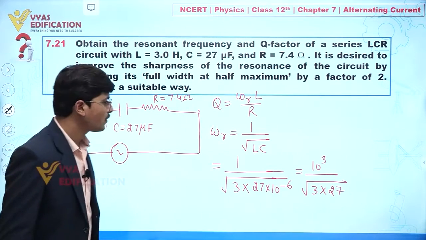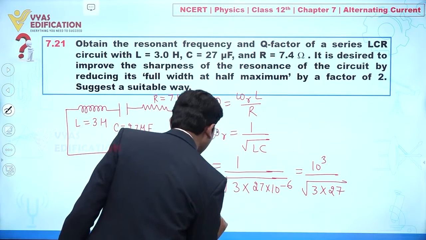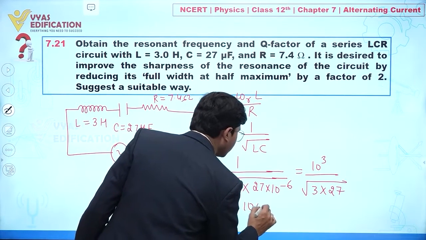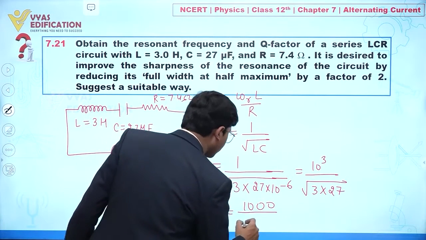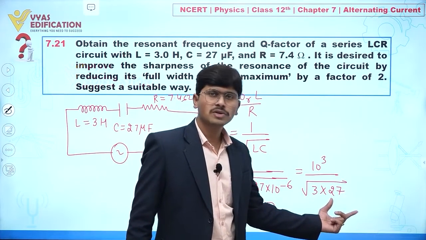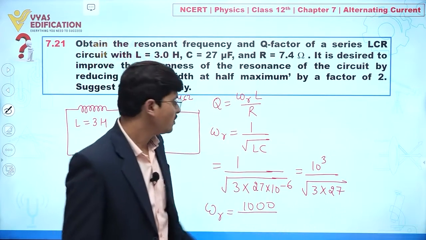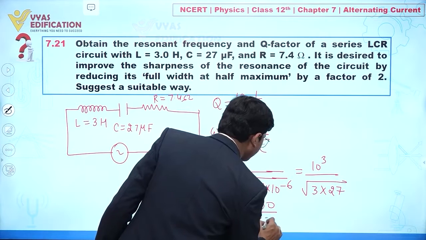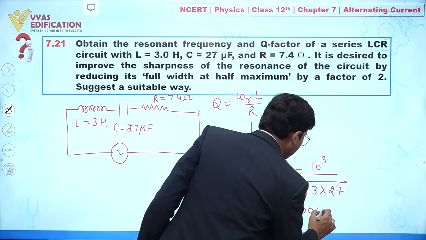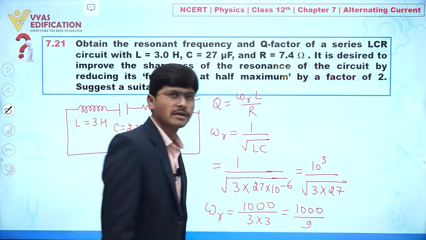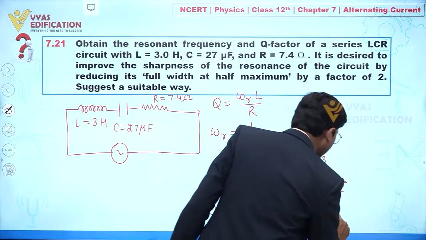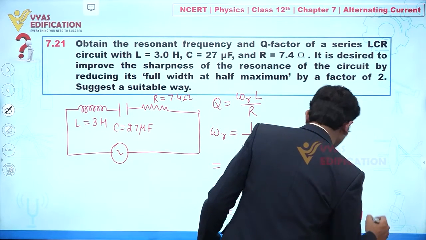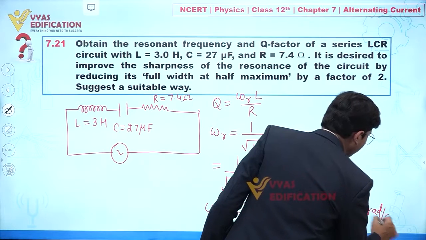Clear? So from here omega r is given by 1000 divided by, we can write 27 as 9 multiplied by 3, so under root of 3 multiplied by 3 multiplied by 9, which gives 1000 divided by 9. Clear? And near about this value we are getting 111.11. So I am taking this as near about 111.